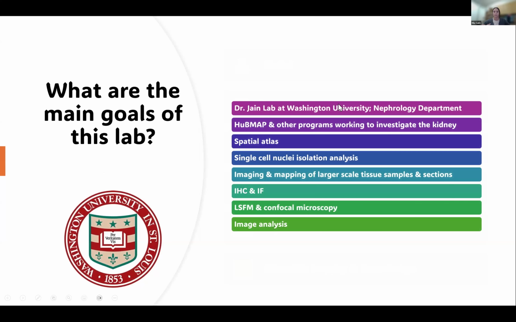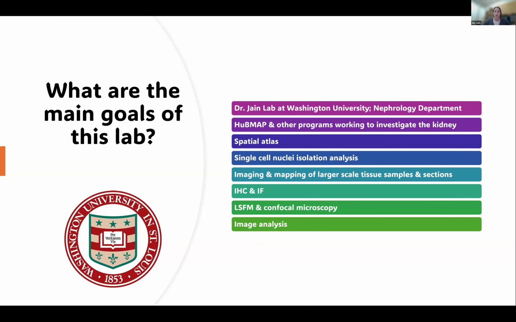Main goals of the lab. So I'm working for Dr. Jane's lab at Washington University in the nephrology department. He's working with HuBMAP and other organizations and programs to investigate the kidney structures and functions. I know that with HuBMAP, we're more focused on creating the spatial atlas of a healthy human body at single cell resolution. And he has many different experiments going on, including single cell nuclei isolation analysis.